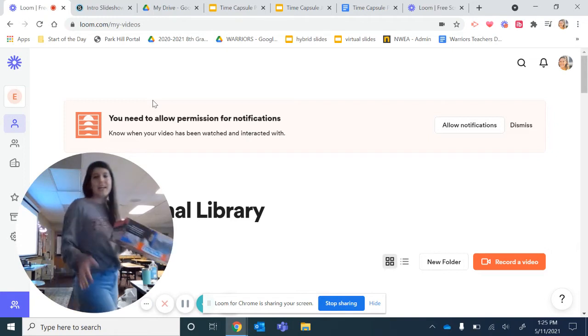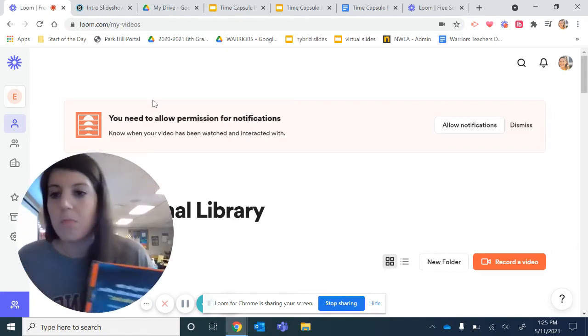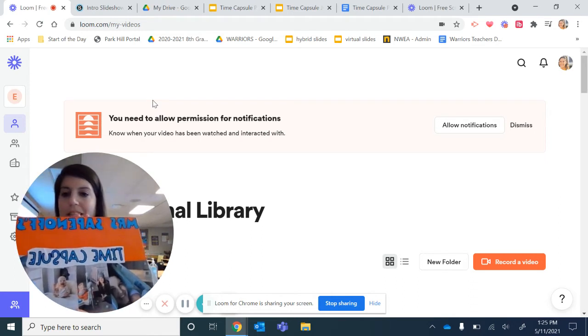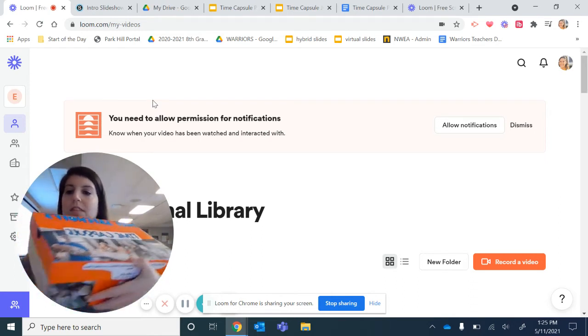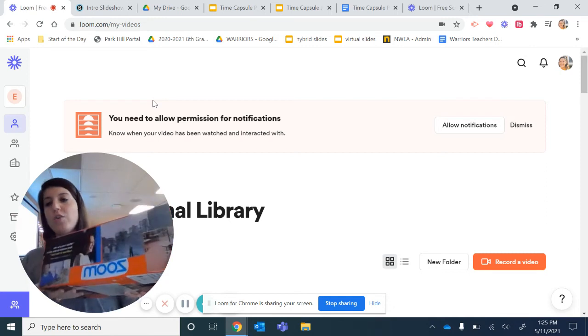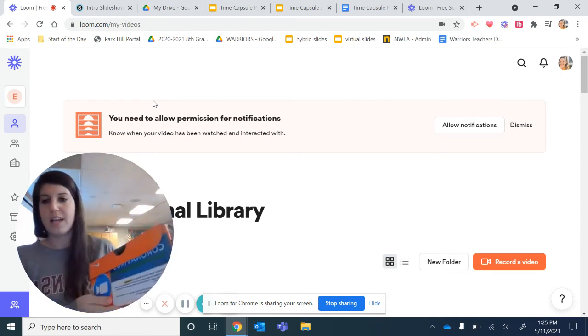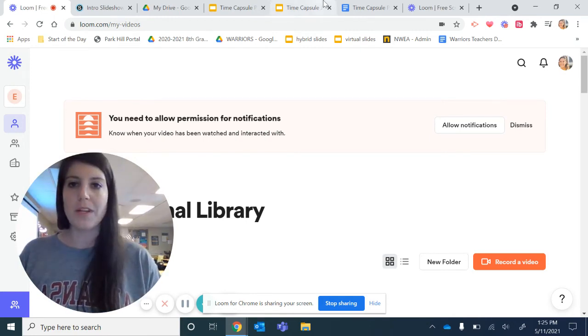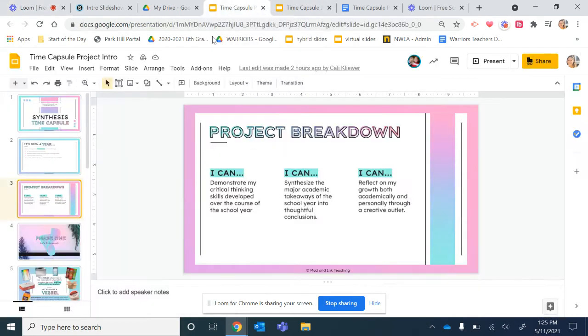I'm going to use mine as an example so you can see what we're looking at here. It's backwards, sorry, but that says Mrs. Sapanoff's time capsule. You'll see pictures. I have articles. I have all sorts of stuff all over it. So that is going to be the first thing that you will do.